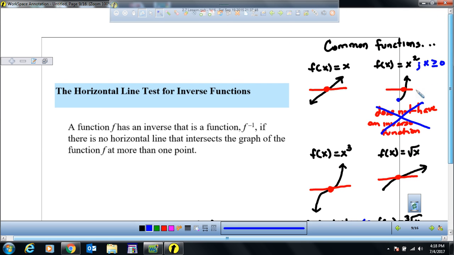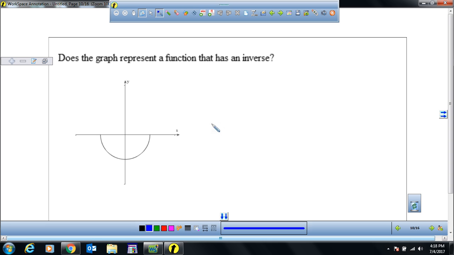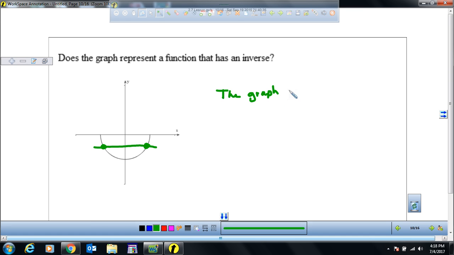So this is the idea behind whether a function has an inverse function or not. Let's talk about this problem right here. Does the graph given here in this picture represent a function that has an inverse function, yes or no? The answer is no, because if I do a horizontal line test on this function, it doesn't matter where it's drawn, any horizontal line is going to intersect the graph at 2 points. So we can say right here that the graph shown does not have an inverse function.